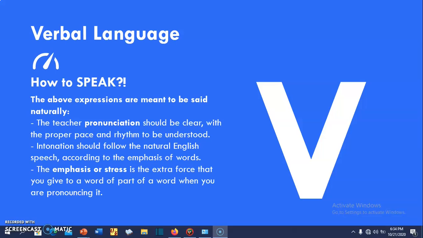Now we come to the verbal language. The way you speak matters because words are sometimes good, sometimes painful. So the expressions that we have discussed so far are meant to be said naturally. As a teacher, you need good pronunciation. So your pronunciation should be clear with the proper pace and rhythm to be understood. Don't forget intonation too. Intonation should follow the natural speech according to the emphasis of words. What I mean about emphasis is the extra force that you give to a word or part of a word when you are pronouncing it.